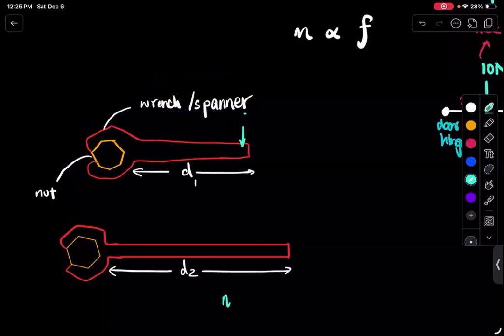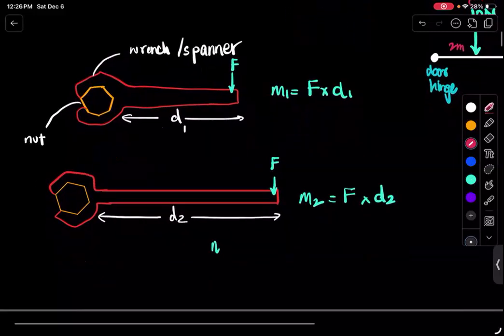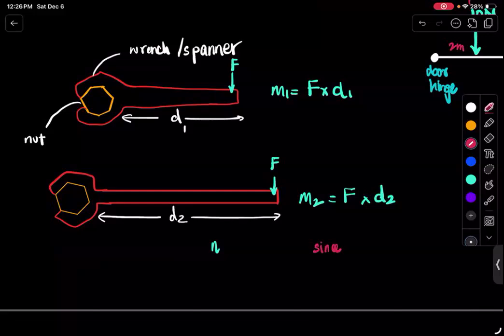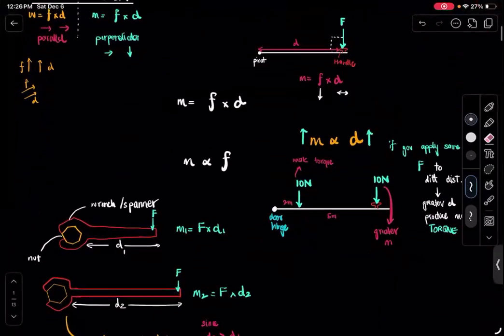For example, if I apply a force F over here and I apply force F over here, right? So M1 is equal to force times D1, and M2 is equal to force times D2. Now think about it. F is the same, whereas D2 is different. So that means since D2 is much greater than D1, M2 is much greater than M1. That means this one is much easier to turn. Okay, sounds good. Any questions so far?